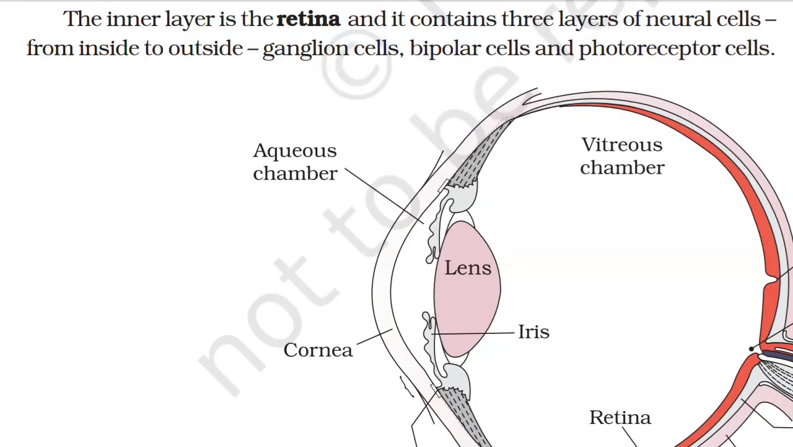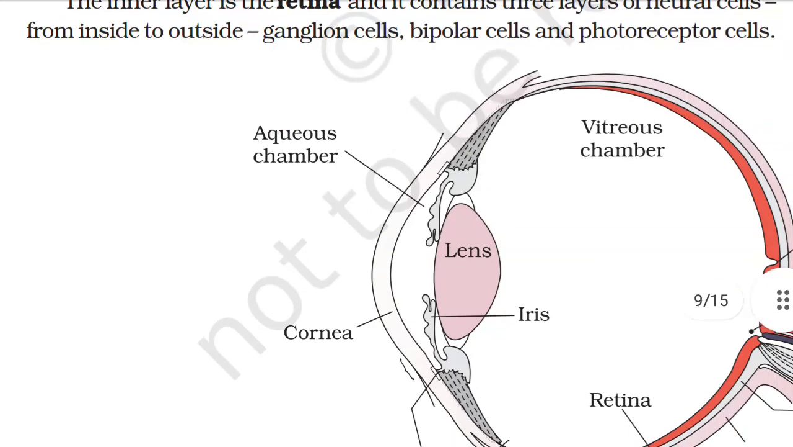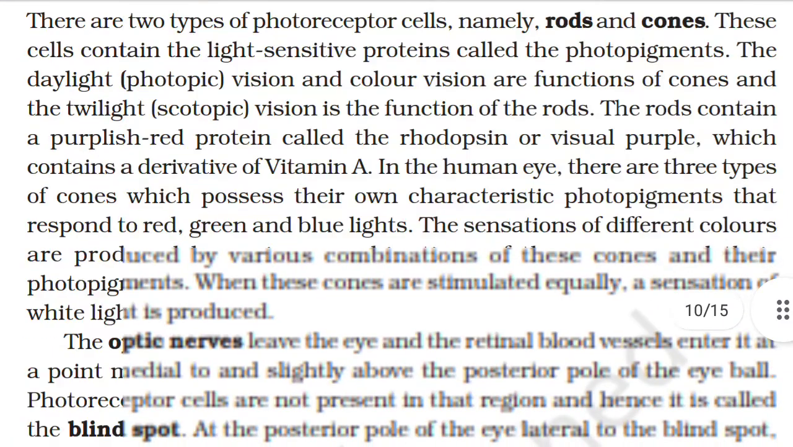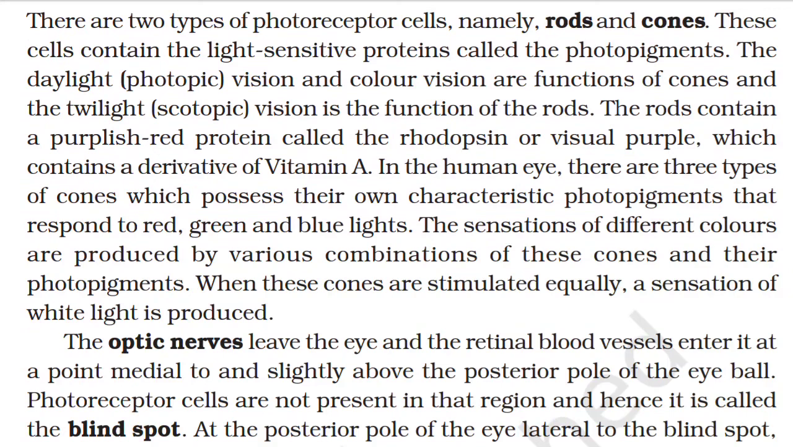The inner layer is the retina and it contains 3 layers of neural cells, that is from inside to outside, ganglion cells, bipolar cells and photoreceptor cells. There are 2 types of photoreceptor cells, namely rods and cones. These cells contain the light-sensitive proteins called the photopigments. The daylight, that is photopic vision, and color vision are functions of the cones, and the twilight, that is scotopic vision, is the function of the rods.